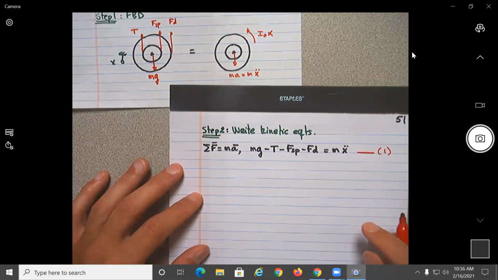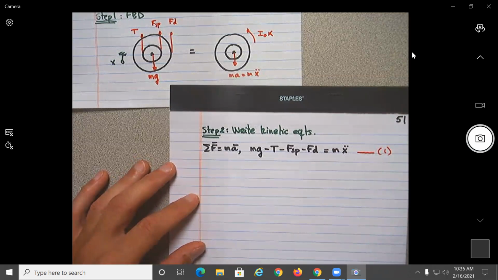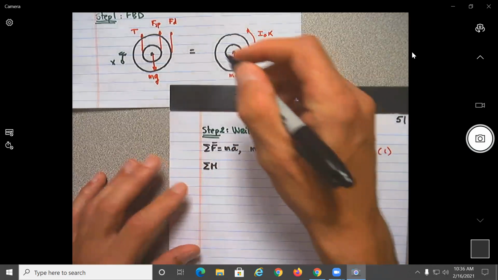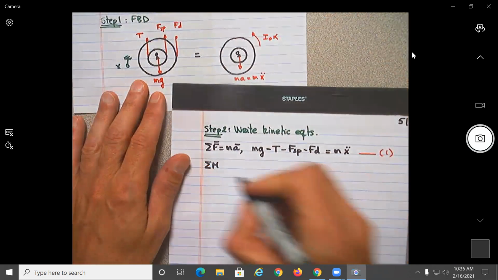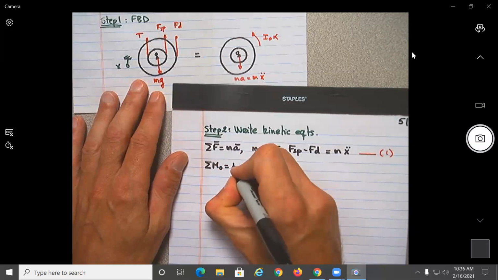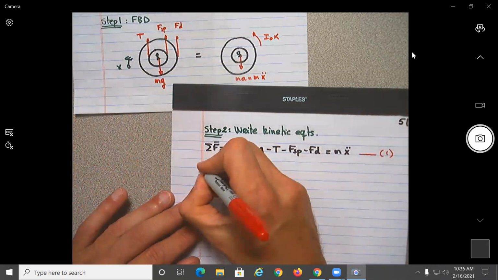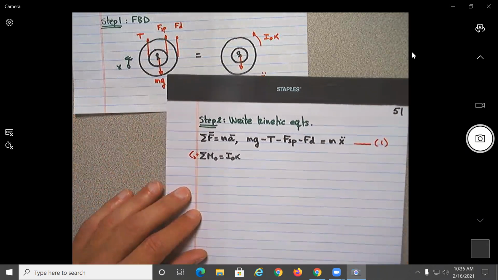So let's say this will be your equation 1. Then the second equation that will define the rotation will be summation of moments about the center of the pulley. You need to specify the point. Okay, so point O will be equal to I sub O alpha. And you also need to specify what will be the positive direction for moments.